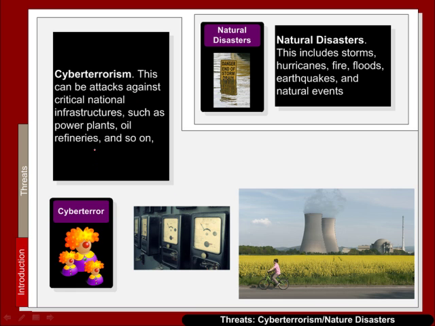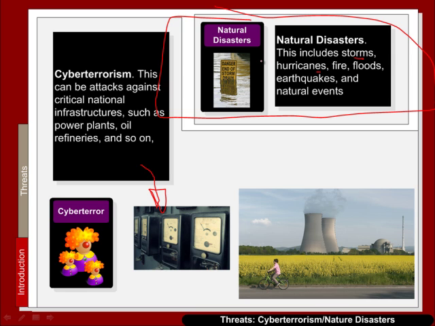A growing threat is cyber-terrorism, and that's attacks on national infrastructures. So this could relate to power plants. Power plants are obviously important because they provide the electrical energy for the internet and for much of business. It might involve attacks on oil refineries and so on. Another threat is around natural disasters, including storms, hurricanes, fires, floods, earthquakes, and all other natural events.